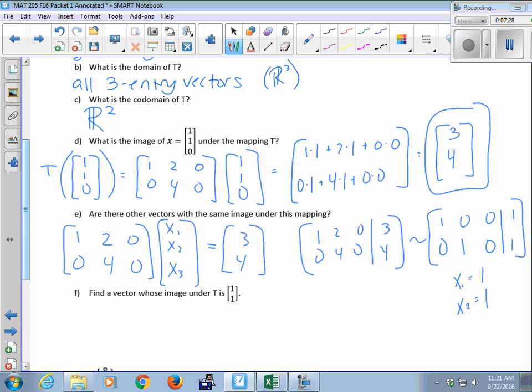And what does it not say? X3. X3 is in the third column. There's no pivot there, which means x3 is free. Right? So yeah, there are lots of vectors. 1, 1, anything will give you an image of 3, 4.